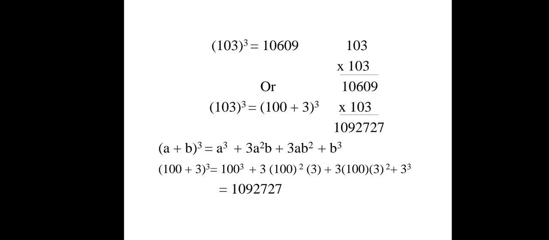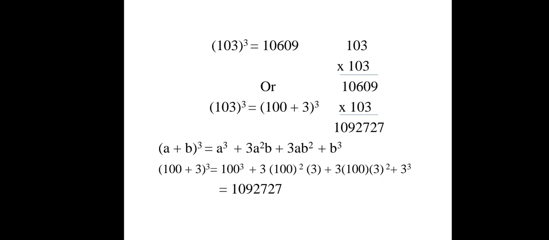Here also we have taken 103, but the power value we have taken is 3. So after multiplication, we'll get the first value as 10609. Again we have to multiply by 103. Then the final answer we are getting is 1092727. As an alternative method for this, we have 100 plus 3, but this time we have to take the power as 3.